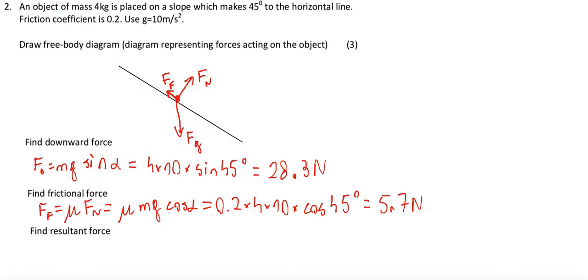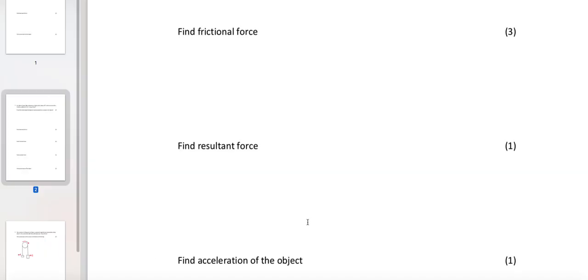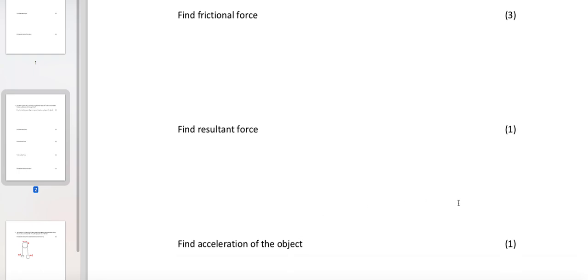Okay, resultant force, of course, is a difference between force acting down along the slope and up. So resultant force is difference between downward and frictional. So difference between 28.3 and 5.7. So this is 22.6 newtons. Okay, and last one, find acceleration of the object.